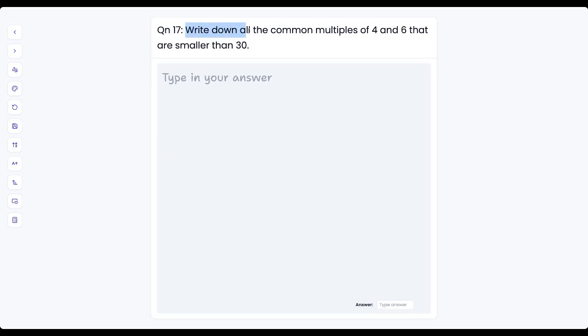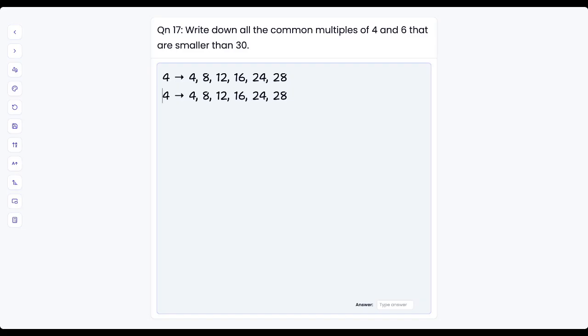Question 17. Write down all the common multiples of 4 and 6 that are smaller than 30. Okay, so we have the common multiples of 4 and 6. So 4, let's do it. So write down 4, 8, 12, 18, sorry, 16, right? 24, 32, no, 24, 28. Okay, that's it. Okay, let's go for 6.